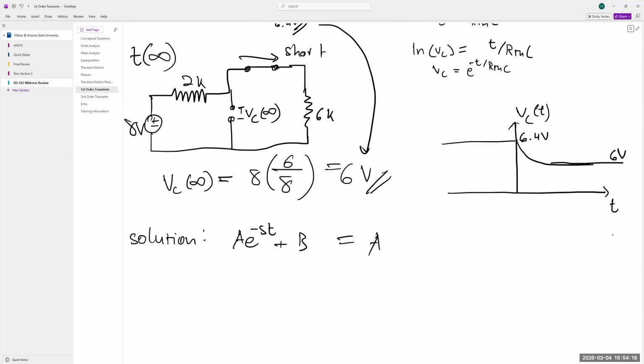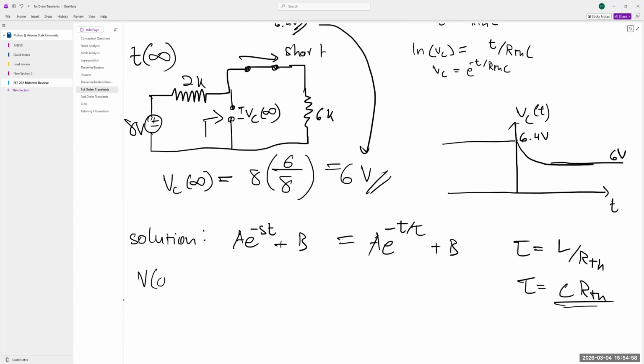This can also be written as a e to the power minus t over tau, plus b. Let's see what tau is. So tau, if you have an inductor in your circuit, is going to be L over RTH. And if you have a capacitor in your circuit, it's going to be C times RTH. In this case, we're going to say C times RTH. When do we take this RTH? We take it at this moment when t is equal to infinity.